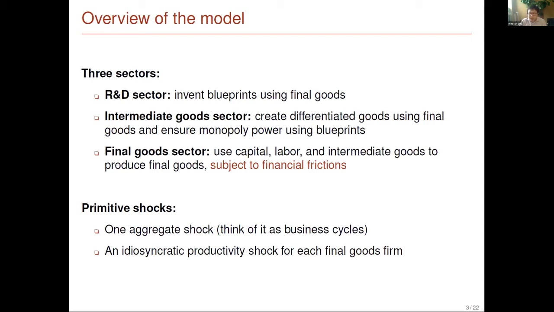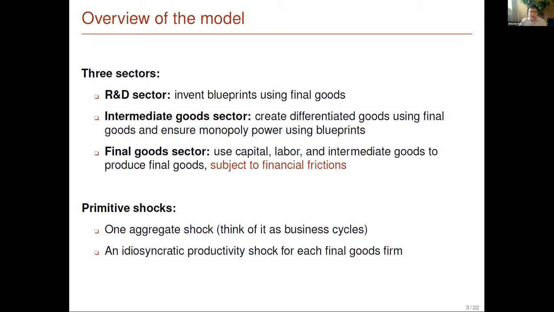Because there's another sector, this intermediary goods sector. They use these blueprints to gain market power to produce differentiated intermediate goods, and sell to the final goods firms to produce consumption goods. So there's a final goods sector who will buy the intermediary goods from the intermediary goods sector, and together with capital and labor, they will produce final goods like cars, clothes, and so on.